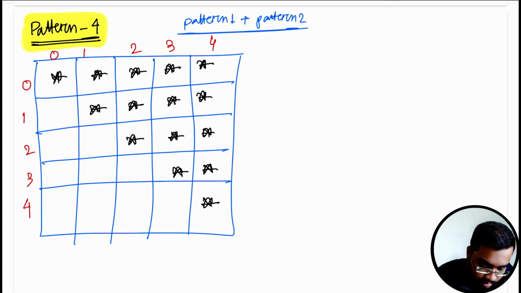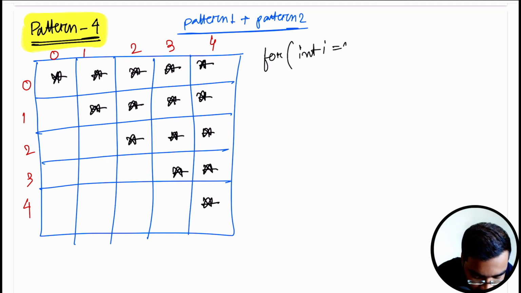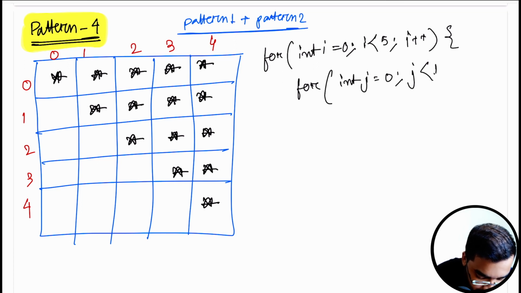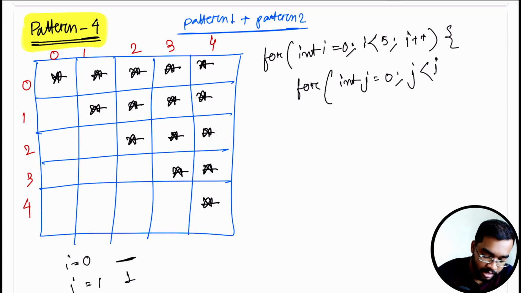Now let's write the code. For integer i equal to 0, i less than 5, i plus plus. Obviously the space will be coming first. So integer j equal to 0, j less than i. Why are we putting this? Because when i equal to 0, obviously the space is 0. When i equal to 1, space is 1, isn't it? So j less than i will be happening, j plus plus.